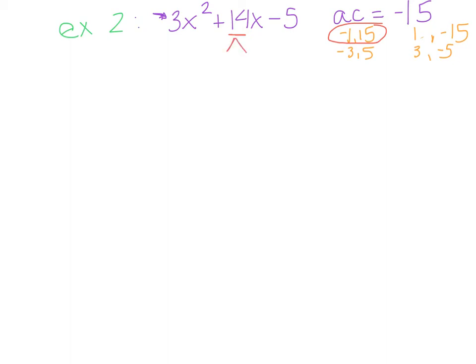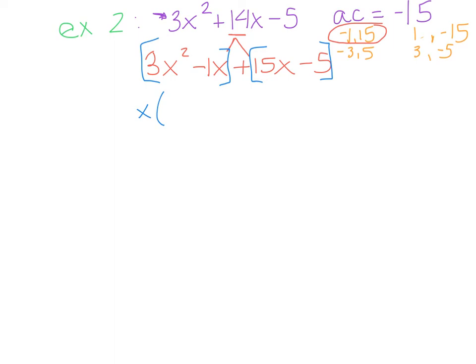So rewriting, 14 splits into negative 1x and 15x. And then I'm going to just rewrite everything else. 3x squared minus 5. Okay, then it's a matter of grouping. So this is where we look at this part and look at this part. Okay, this first set, 3x squared minus 1x. Is there anything they have in common? Yes, an x. So if you take x out, what remains? 3x minus 1.